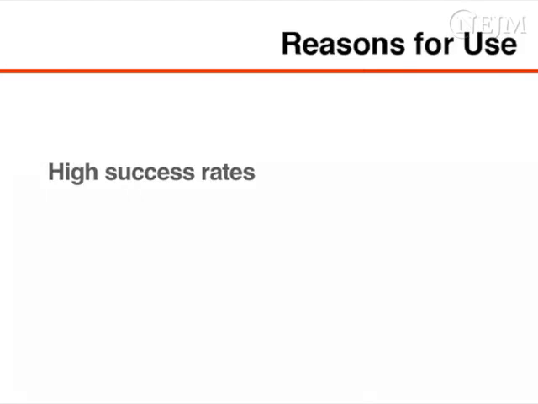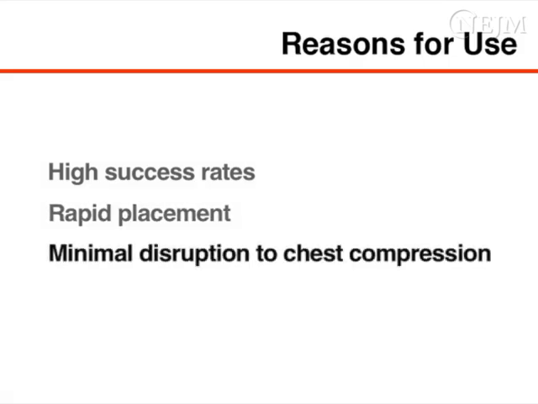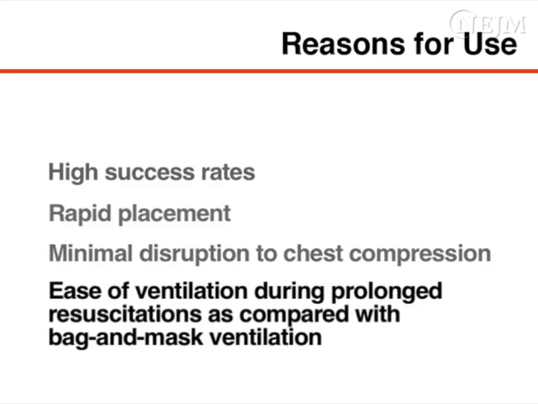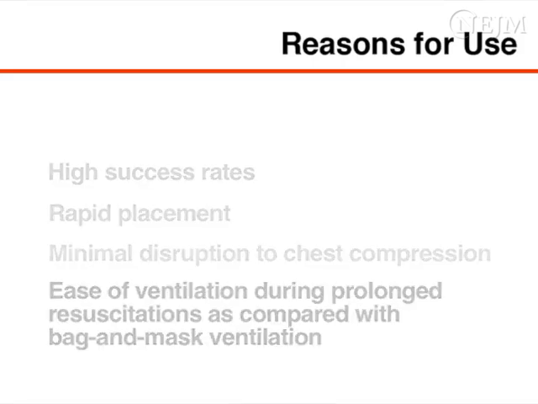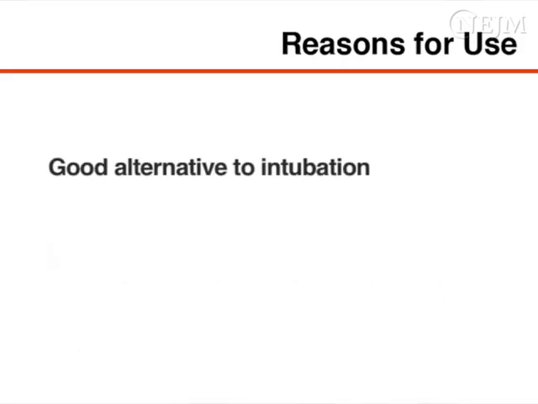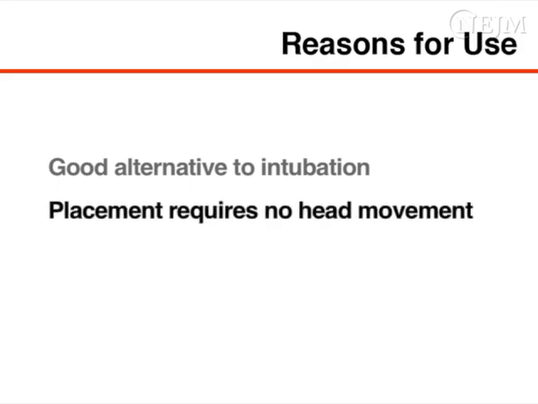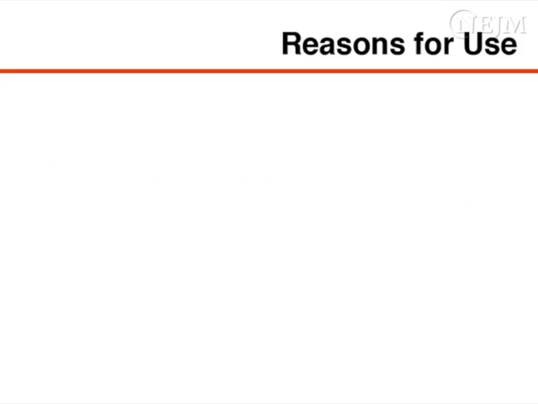The reasons for laryngeal mask airway placement during CPR are many and include high first-time success rates, rapid placement by both novices and experts, necessitating minimal disruption, if any, of chest compressions, and ease of ventilation during prolonged resuscitations as compared with bag and mask ventilation. It is a good option over placing an endotracheal tube when tracheal intubation is difficult or has failed, and placement can be achieved without head movement in patients with potential instability of the cervical spine, for example in patients with traumatic injuries or rheumatoid arthritis.